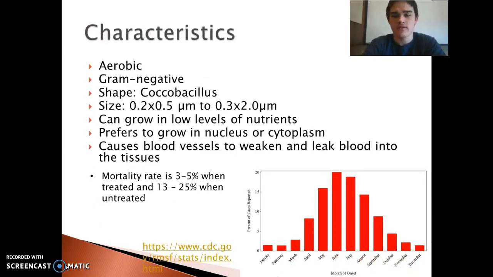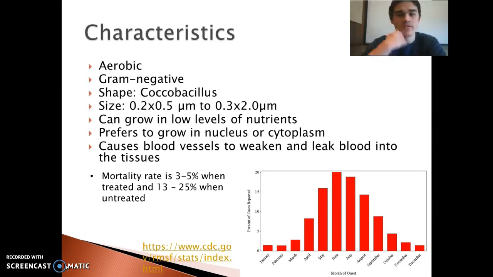Some other characteristics: Rocky Mountain spotted fever is a gram-negative, aerobic disease. It is a coccobacillus, and it is very small, so small that it can fit in the nucleus of most cells, which is actually very interesting. In addition, it can cause blood vessels to weaken or die, which causes blood to leak into the bloodstream and blood tissues, which can cause a lot of the symptoms, and this is eventually what causes the hallmark rash, which I will get into later.